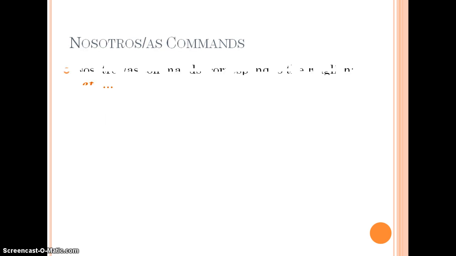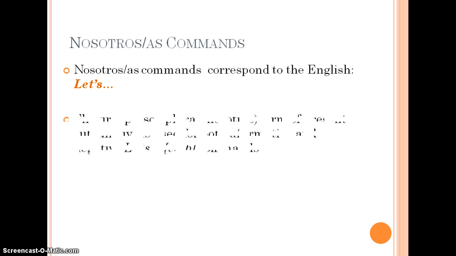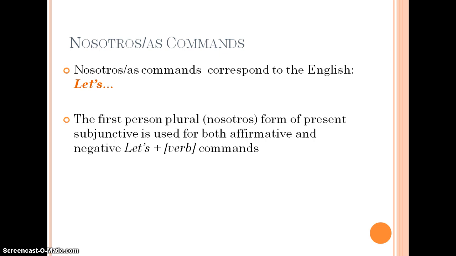What are these Nosotros commands? These are the commands that we use to give orders or suggestions when we include ourselves with other people. Nosotros commands correspond to that English "let's do something." The first person plural, or that nosotros form of the present subjunctive, is what we use for both affirmative and negative "let's" with the verb commands. Here are a couple of examples. Crucemos la calle. No crucemos la calle. Let's cross the street, or let's not cross the street.